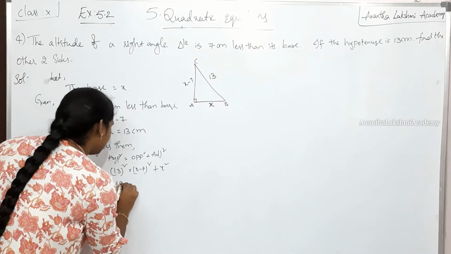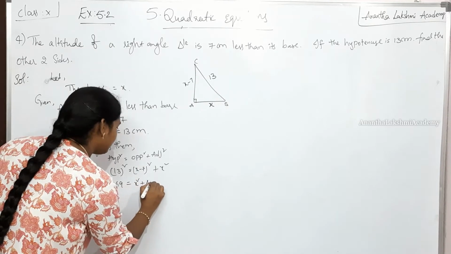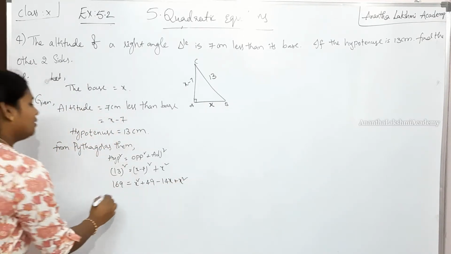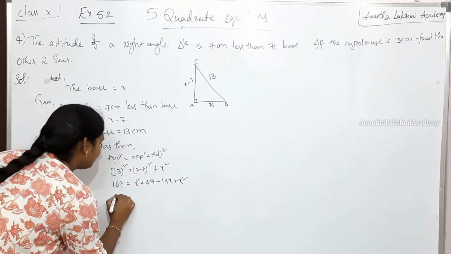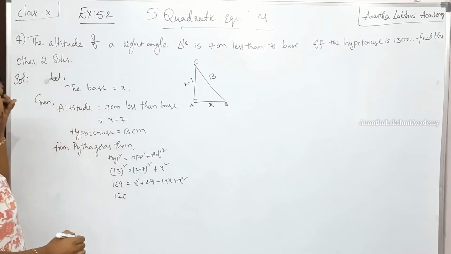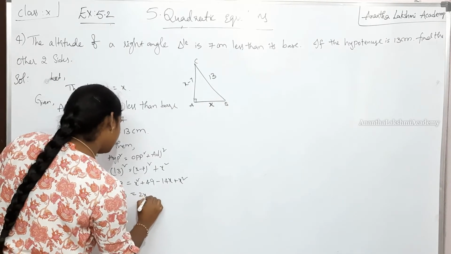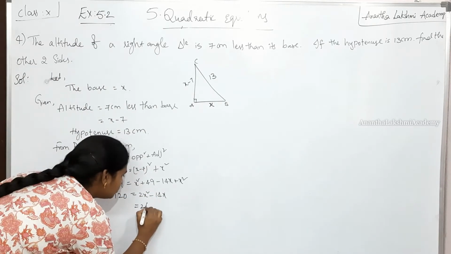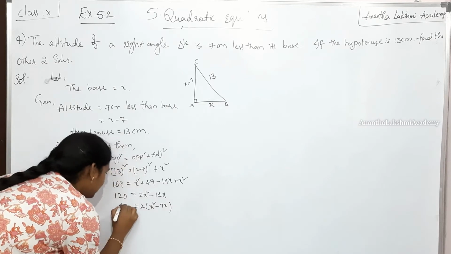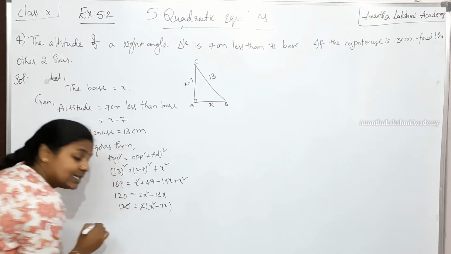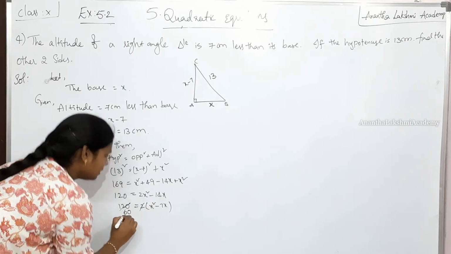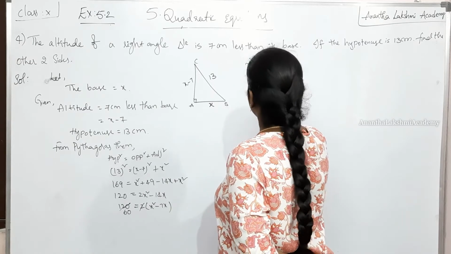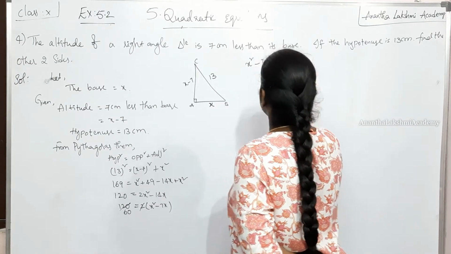So, 169, 13 square, is x square plus 7 square, 49, minus 2 sevens are 14x, plus x square. Okay, 169 minus 49 is nothing but 120, equal to 2x square minus 14x. If we take 2 common, 2 into (x square minus 7x), and this is going to be 120. I'm going to cancel 2 and 120. This becomes 60. Let us take this 60 to the other side. That way it becomes x square minus 7x minus 60 is equal to 0.